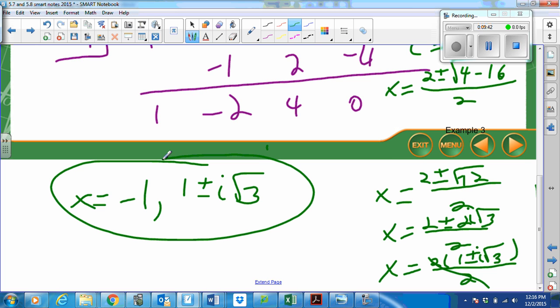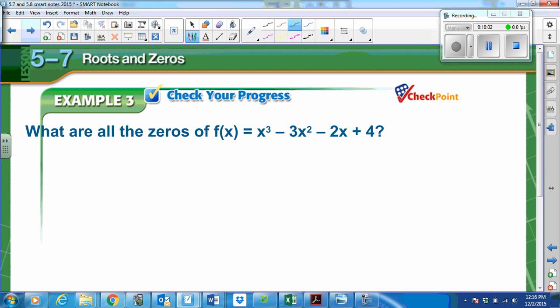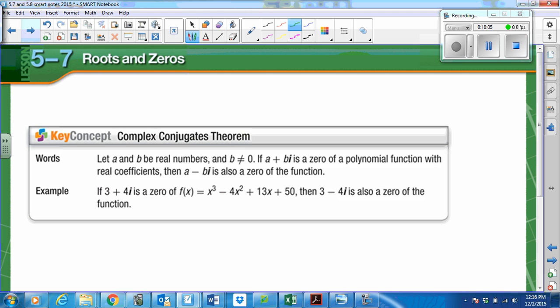Now, whenever you have imaginary solutions or irrational solutions, they're always going to be conjugates of each other. In other words, 1 plus i square root of 3 and 1 minus i square root of 3, the only thing that changed was that middle sign. Remember from last chapter, that means that those are conjugates of each other. And that's what this theorem is. It says if a plus bi is a zero of the polynomial function, then a minus bi is also a zero of the function. And that's what we just found in the 1 plus i square root of 3 and the 1 minus i square root of 3.